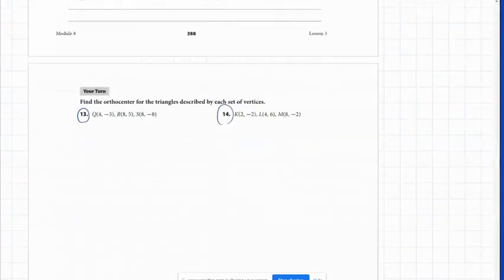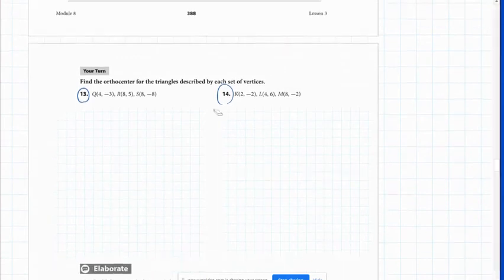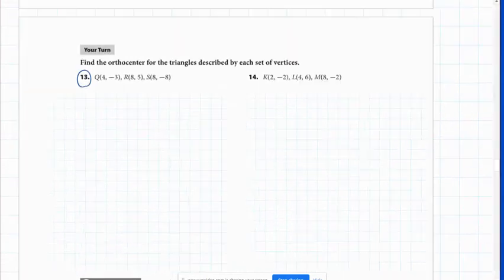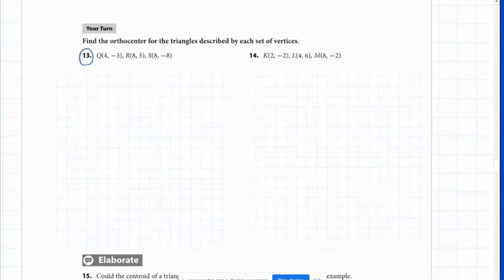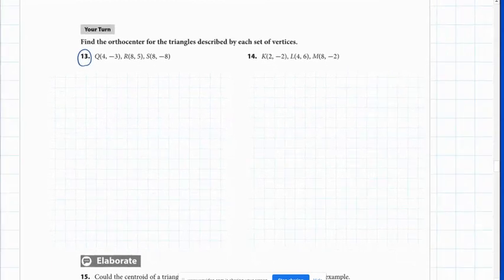Okay, go ahead and try, just number 13 would be fine. Go ahead and plot the points for number 13 and pause your video, try number 13, see if you can find the orthocenter, and then press play when you're ready to check your solution.